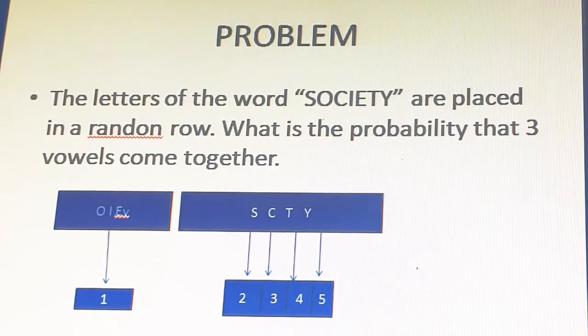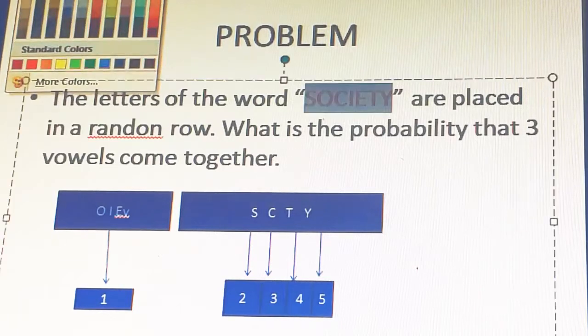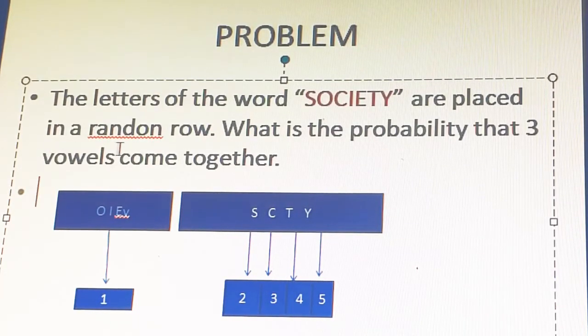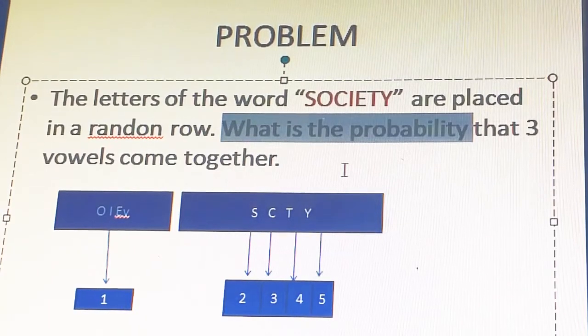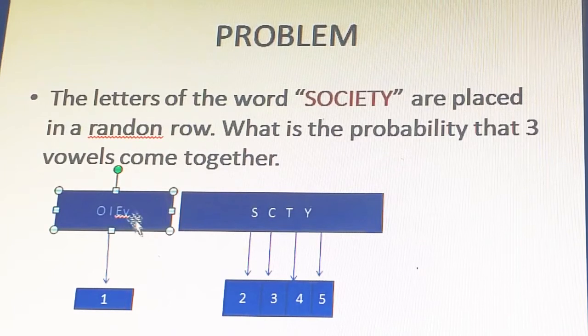So the given question is: the letters of the word SOCIETY are placed in a random row. What is the probability that the three vowels come together? This is a probability problem because here we are discussing probability. The question is from your textbook, page number 1836 and problem number 20.